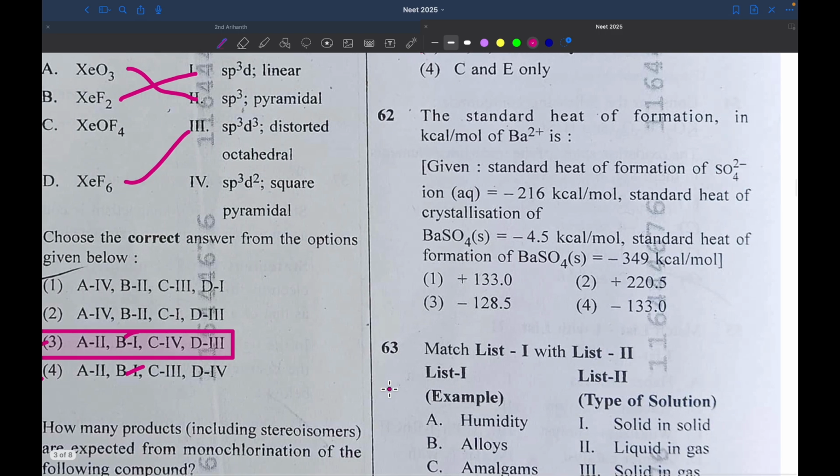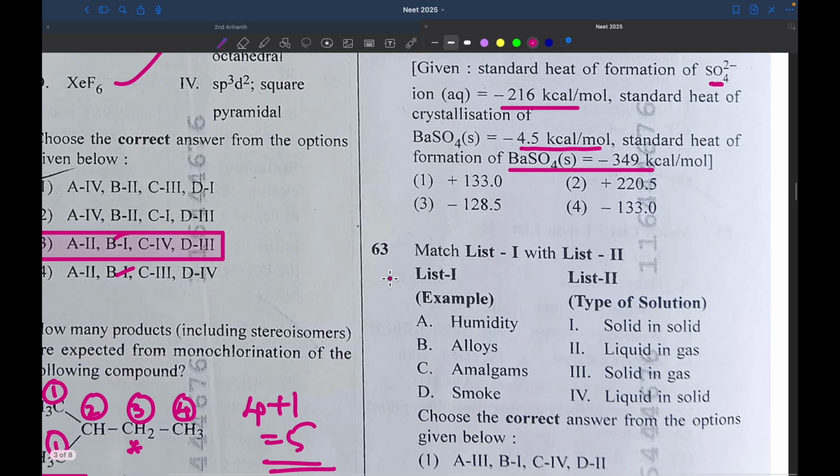Next one, the standard heat of formation of barium plus is. Okay, we have to calculate barium plus. Given the standard heat of formation of SO4 2- is given as 2.216 and standard heat of crystallization of barium sulfate is given as 4.5. Standard heat of formation of barium sulfate is given as this much, and we are asked to calculate this one. So we have to write the equation. We'll come back to this question in a minute.